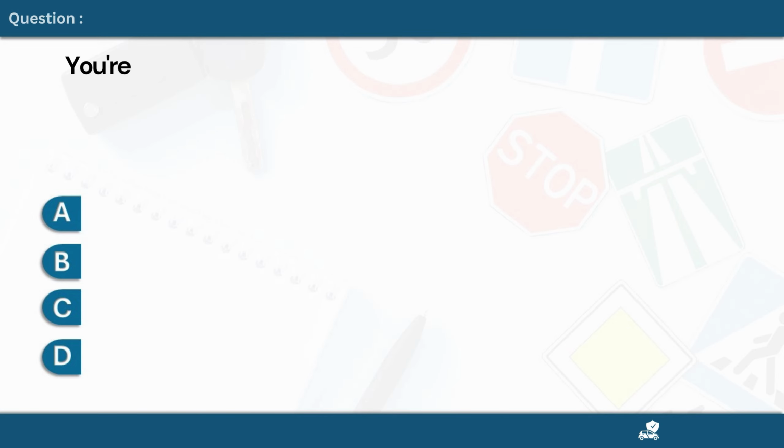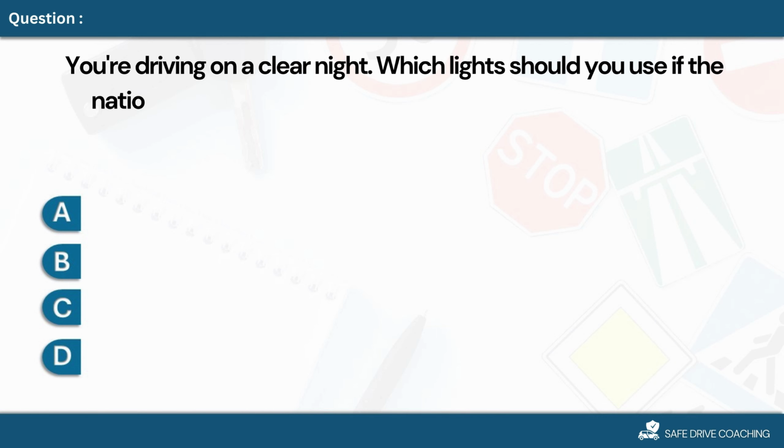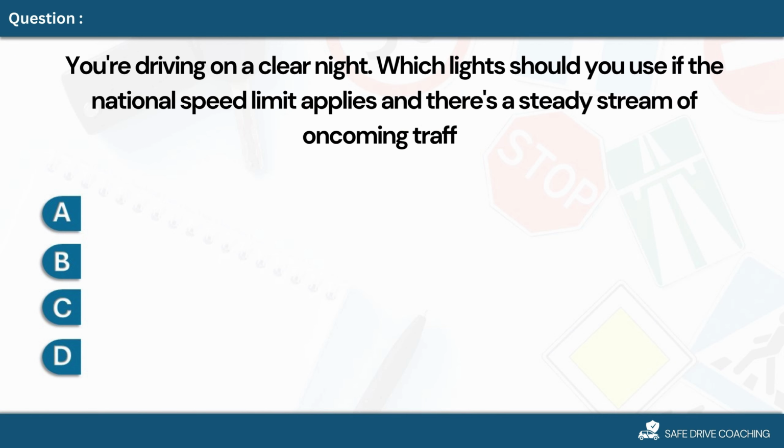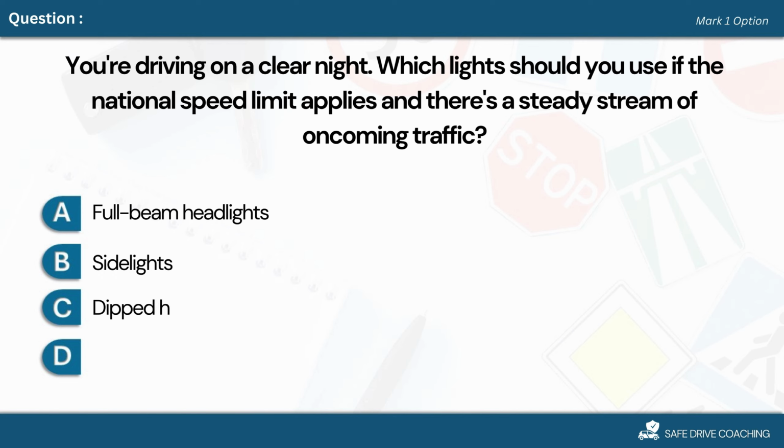You're driving on a clear night. Which lights should you use if the national speed limit applies and there's a steady stream of oncoming traffic? A. Full beam headlights. B. Side lights. C. Dipped headlights. D. Fog lights. The correct answer is C. Dipped headlights.